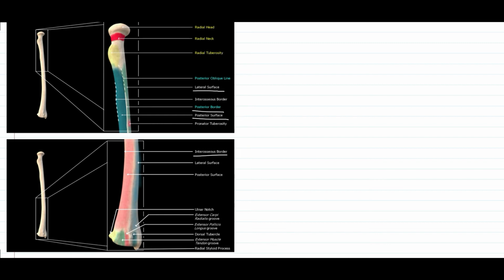Now, on the posterior aspect, we also have the pronator tuberosity, which is present approximately at the center of the lateral surface and is an insertion point for the pronator teres muscle.